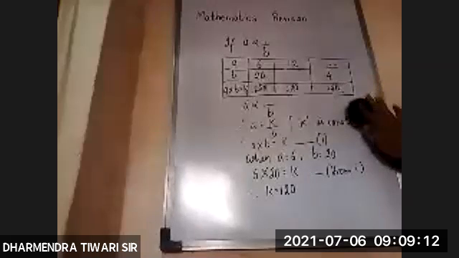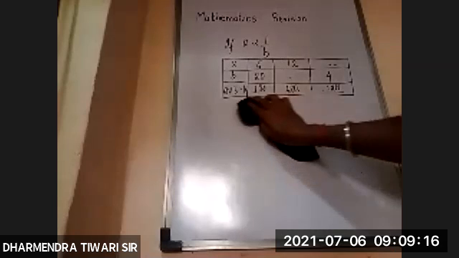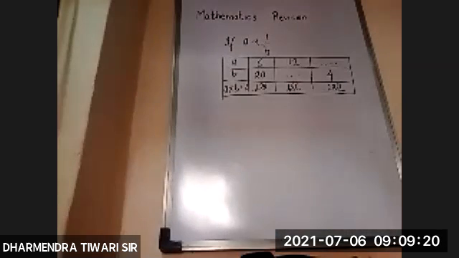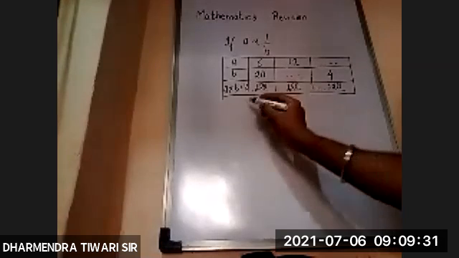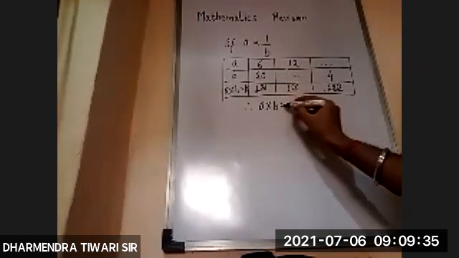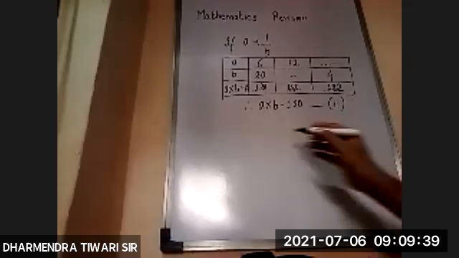So erase this. This table is required so that we can see the values and get the unknown values. Now, therefore, we have A into B is equal to 120. So this is my equation number 2.